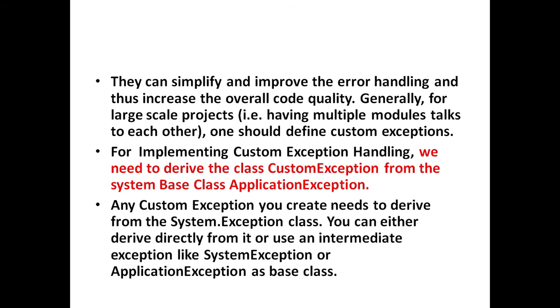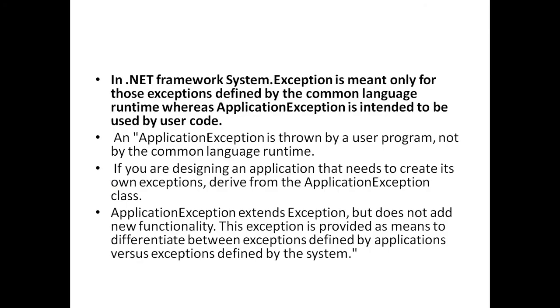Any custom exception you create needs to derive from the System.Exception class. You can either derive directly from it or use an intermediate exception like SystemException or ApplicationException as a base class. In the .NET Framework, System.Exception is meant only for those exceptions defined by the common language runtime, whereas ApplicationException is intended to be used by the user code.